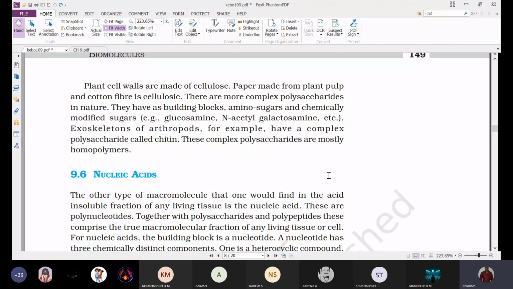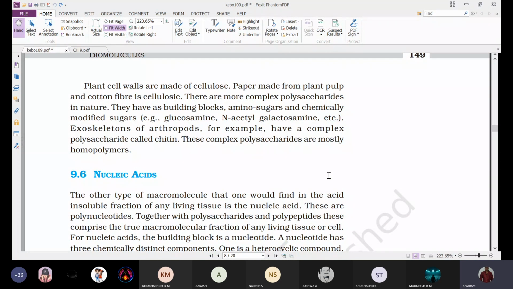and cotton fiber is cellulose. Did you observe the cotton? Inside the seed, we'll find some outgrowths from the cotton seeds. These are very fine thread-like structures. They represent cellulose. This cellulose is made into plant pulp for making paper.